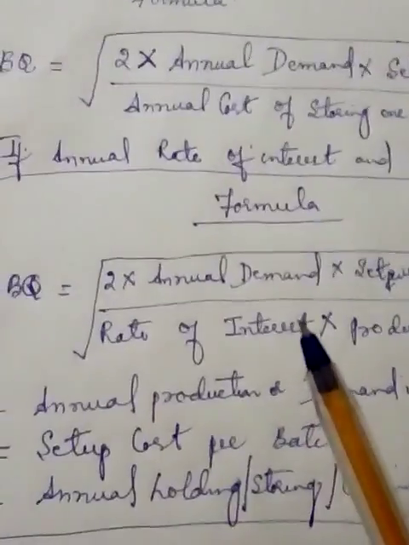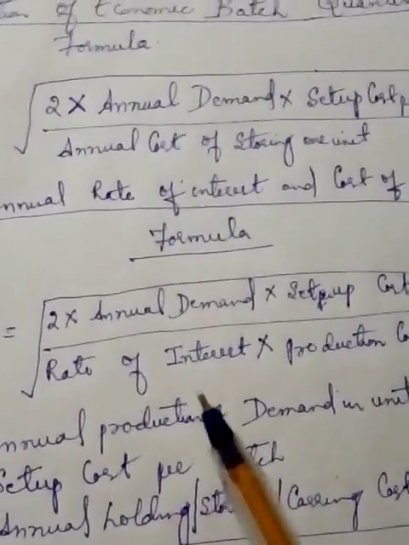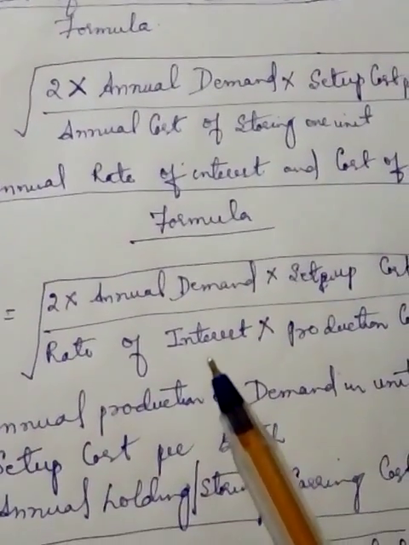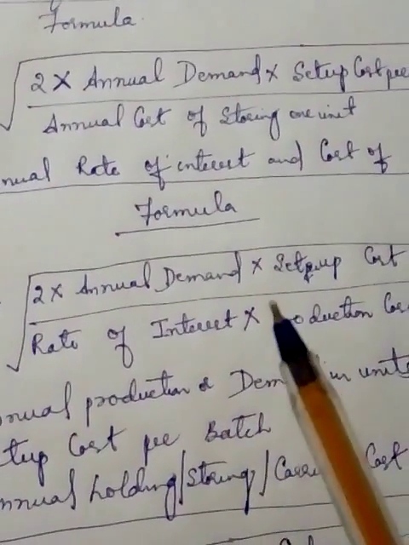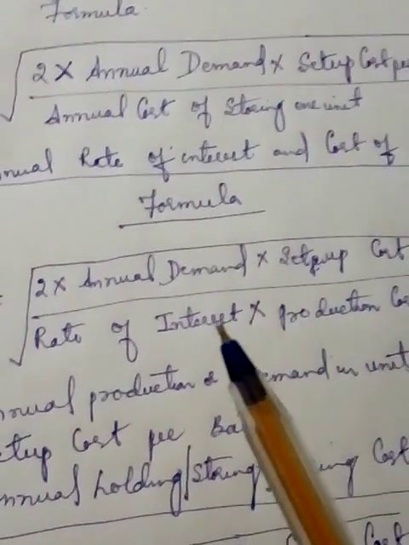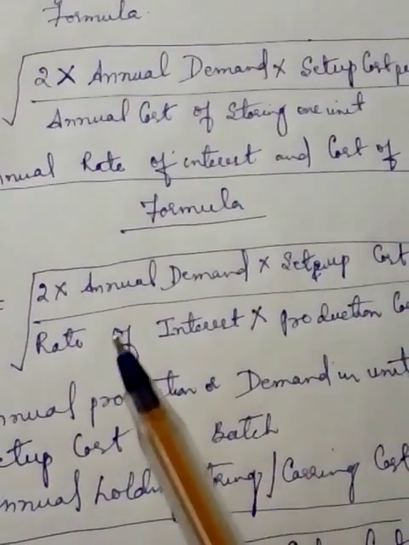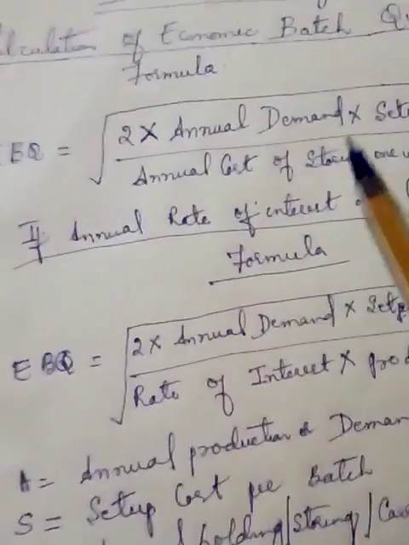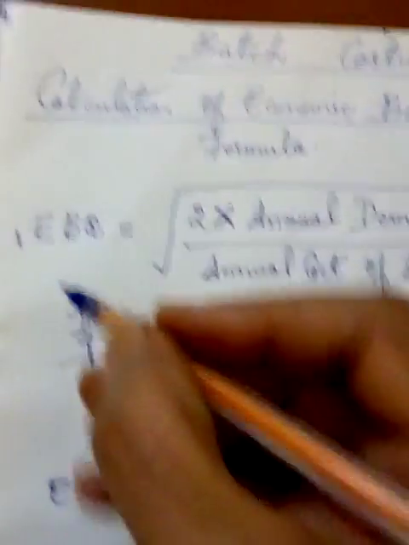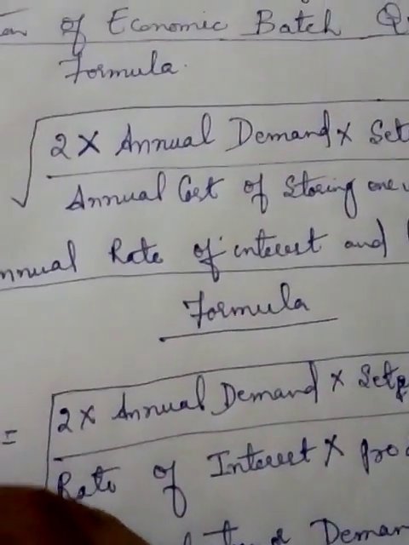So this depends on what is the information given in the problem and what is the requirement. Depending on that, we need to follow this formula. If rate of interest is given, second formula. If rate of interest is not given, this is the first formula given. So this is one and this is second.